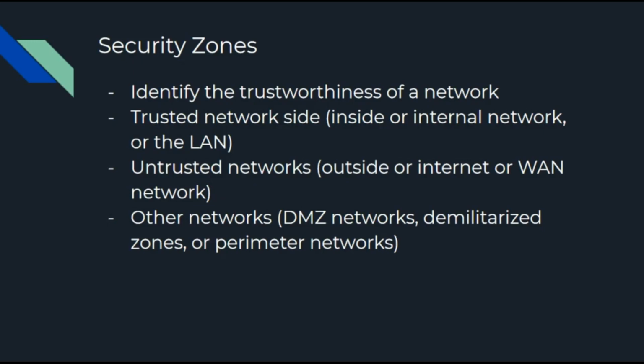Now we can have more than just two networks here, trusted and untrusted. We actually have other networks that are placed in between, and these are called the DMZ network, demilitarized zone network, or perimeter network, which are often not completely trusted or completely untrusted. They are placed in the middle. There is a specific module in this course where we will talk about the DMZ networks and why we use them.